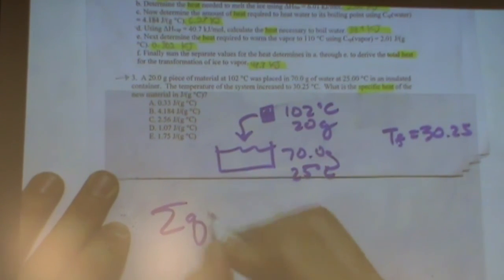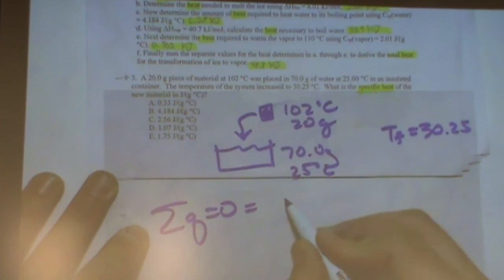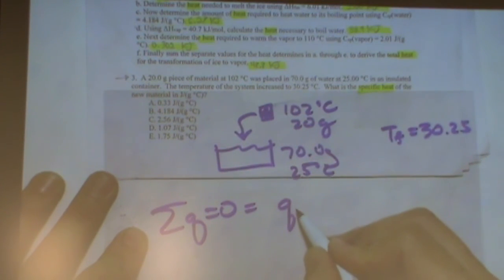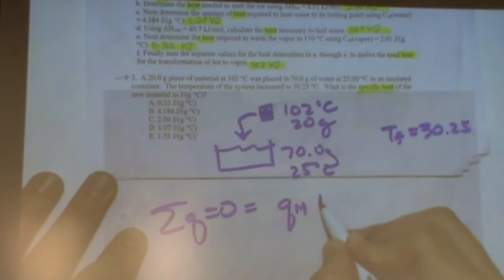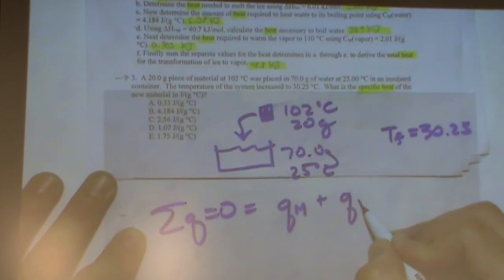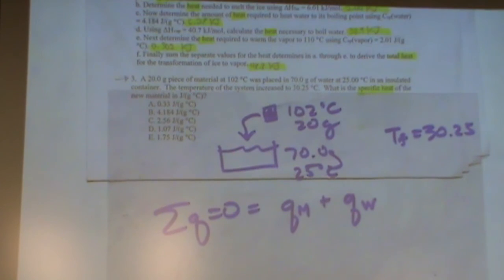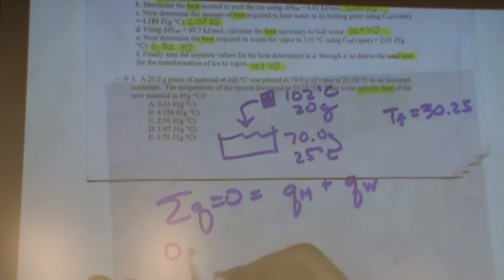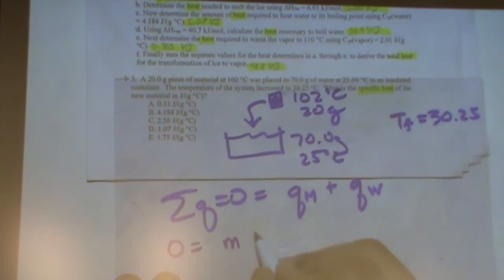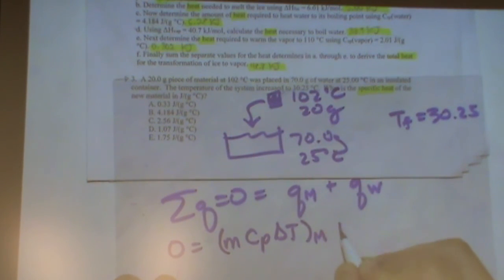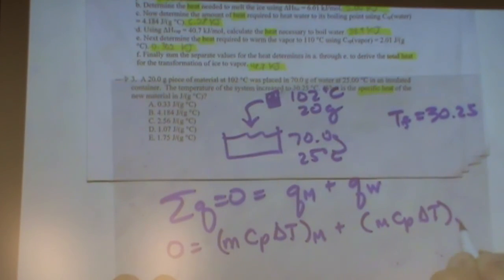Okay, here's the sum of the Q equals 0. There's a Q for the new material. I'll call it M for material. There's a Q for the water. It looks like there's no phase change. There's no reaction. There's no solution, so I think that's it. So 0 equals Qm, which is mCp delta T for M, the new material, and then water, mCp delta T for W for water.